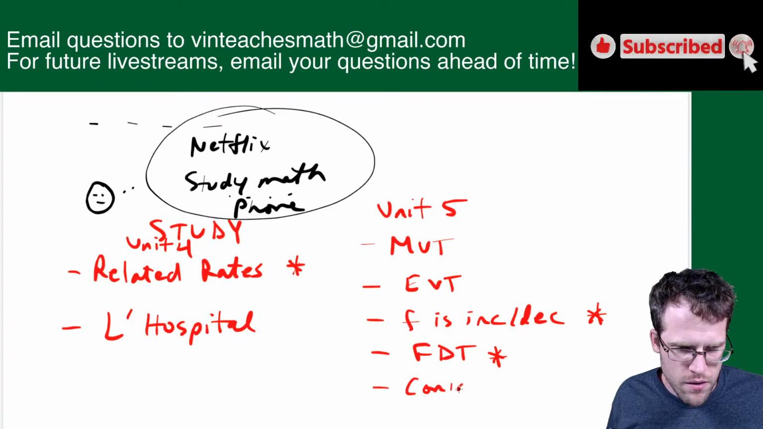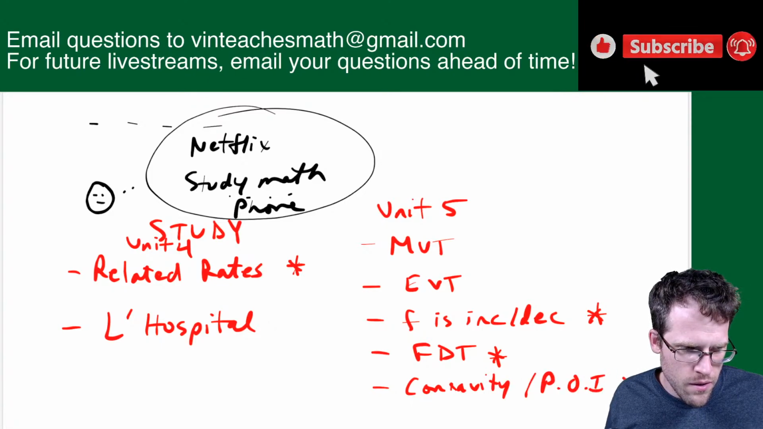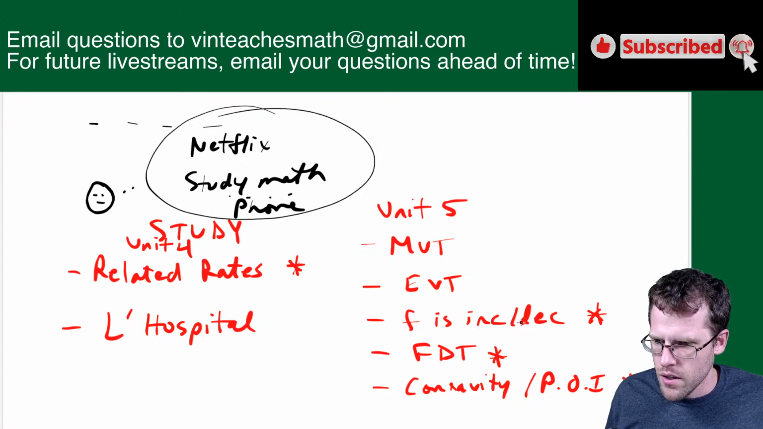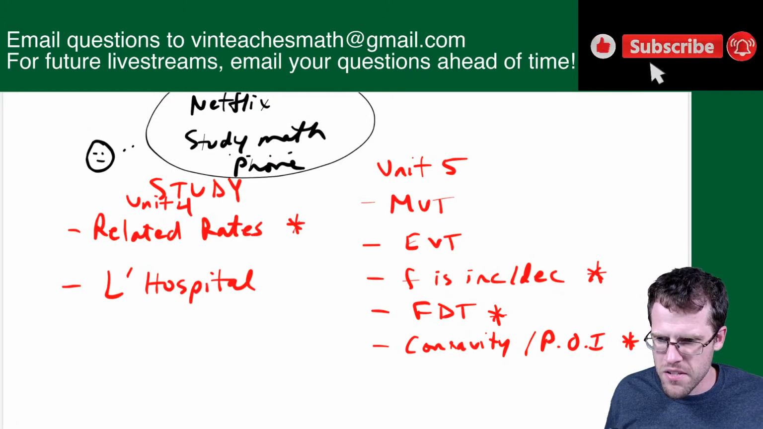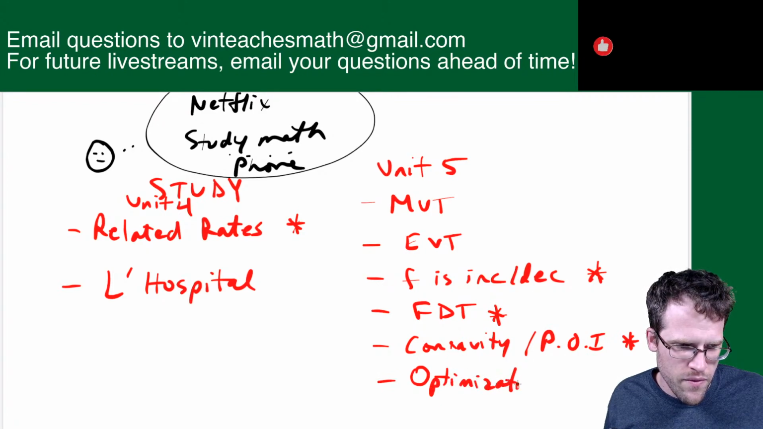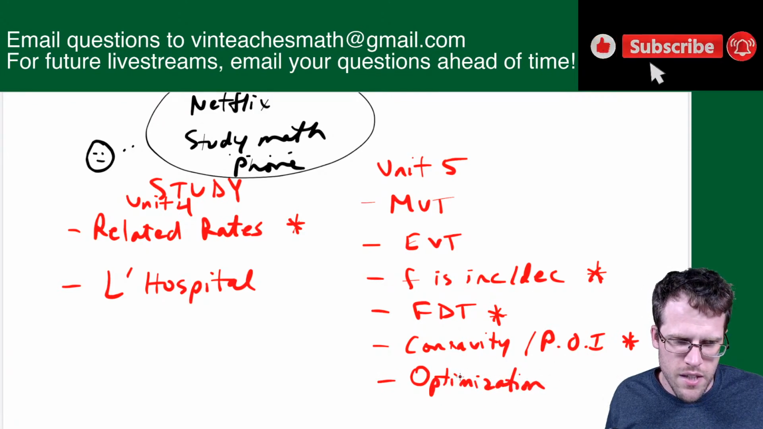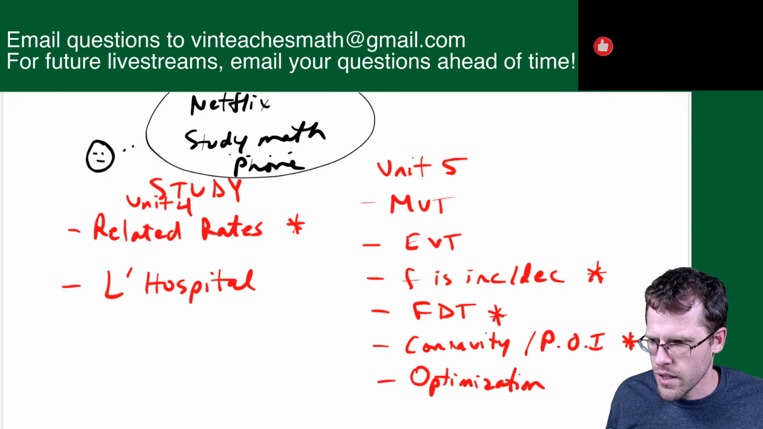Concavity and points of inflection, I would say, yeah, know that one. I did not put the second derivative test on there. Optimization, I'll say, is light. It's there, but this one is not worth a lot. It's one multiple choice question.